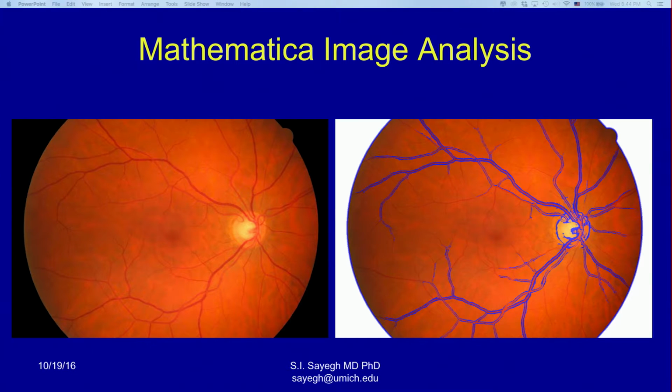Okay, so here is an example of Mathematica image analysis. What we're trying to do here is tell where the arteries and the veins are. And this was a very simple function.